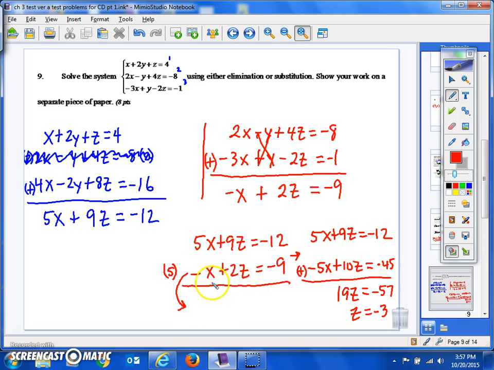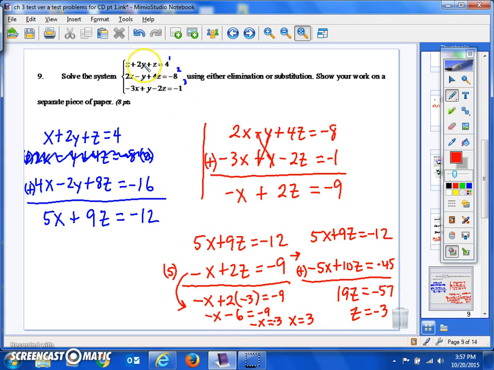So I'm going to have negative x plus 2 times negative 3 equals negative 9. Well, that's obviously negative 6. So negative x equals negative 3. So positive x equals positive 3. Okay, 2 down, 1 to go.